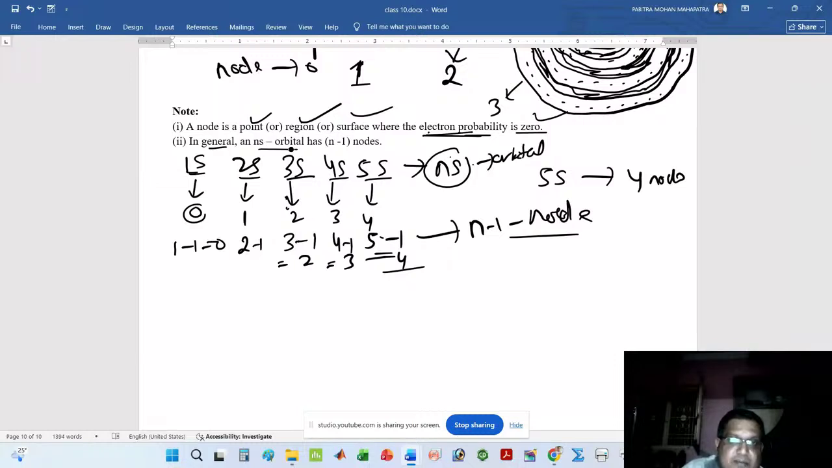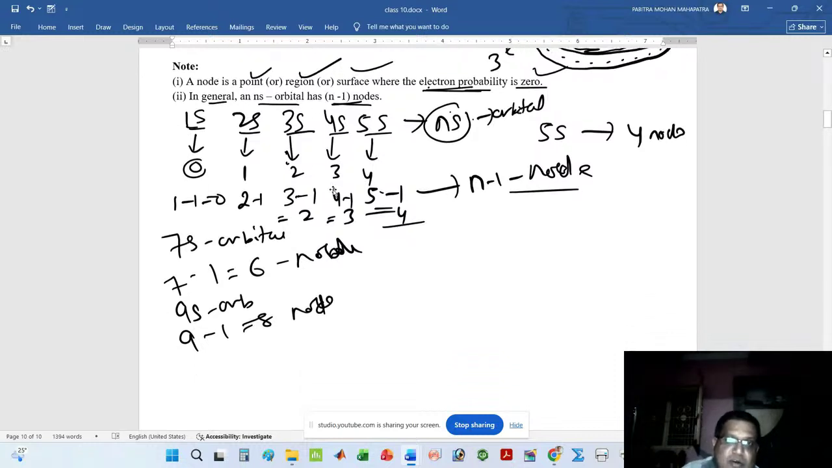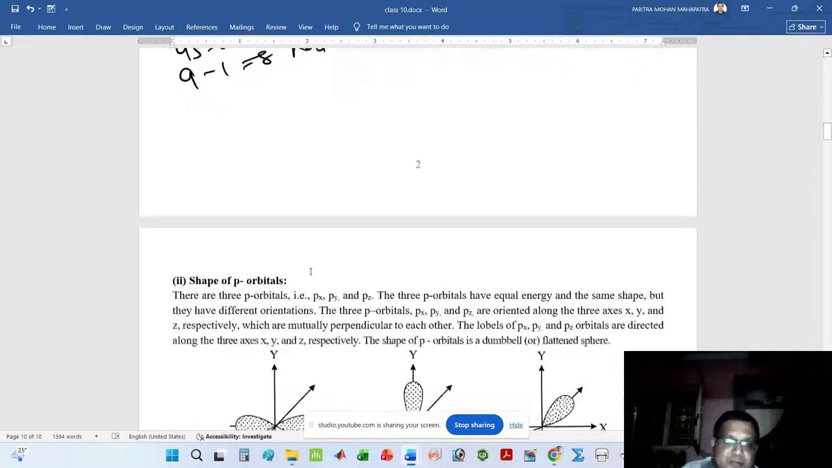Again, I want to repeat. For the ns orbital, n minus 1 nodes. Suppose someone asks a question: how many nodes are present in the 7s orbital? You use this formula directly. That is your 7 minus 1, that is your 6 nodes. Suppose someone asks how many nodes are present in the 9s orbital. Then you can directly say 9 minus 1, that is your 8 nodes. Clear? This is the general concept. The ns orbital has n minus 1 nodes, already verified by giving examples.